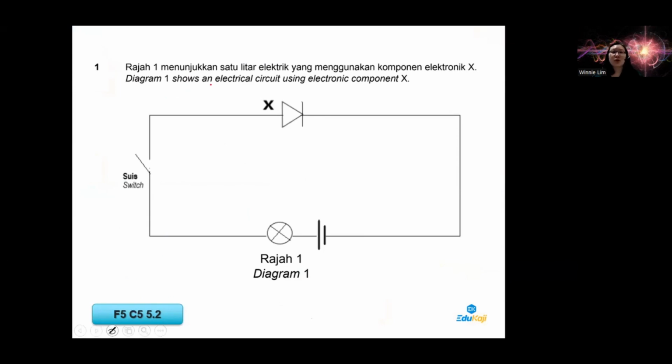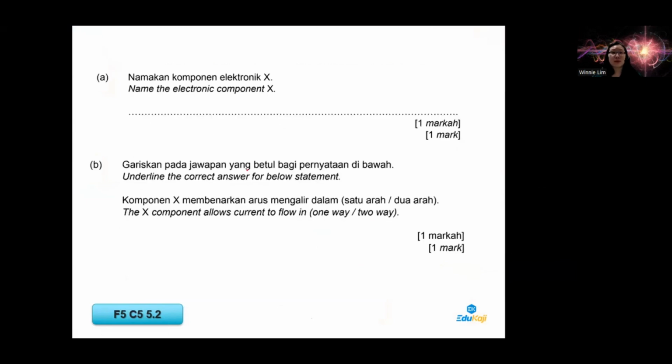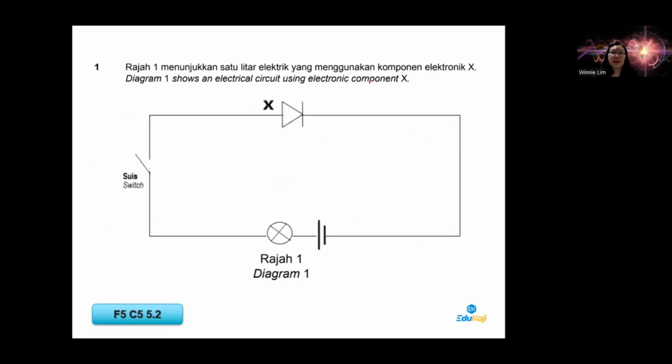Diagram 1 shows an electrical circuit using electronic component X. Let's look at the question first. They want you to name the electronic component X and underline the correct answer. The X component allows current to flow in one way or two way. So we look back at this diagram. So basically, what is this? This is actually the symbol of a diode. So component X is a diode.